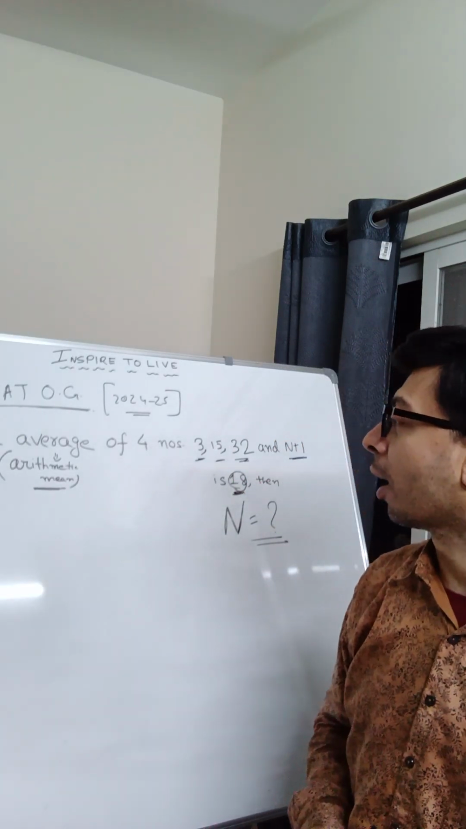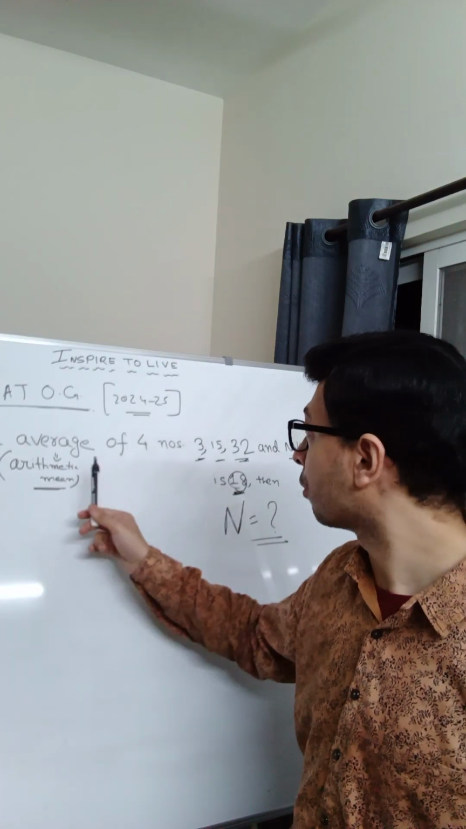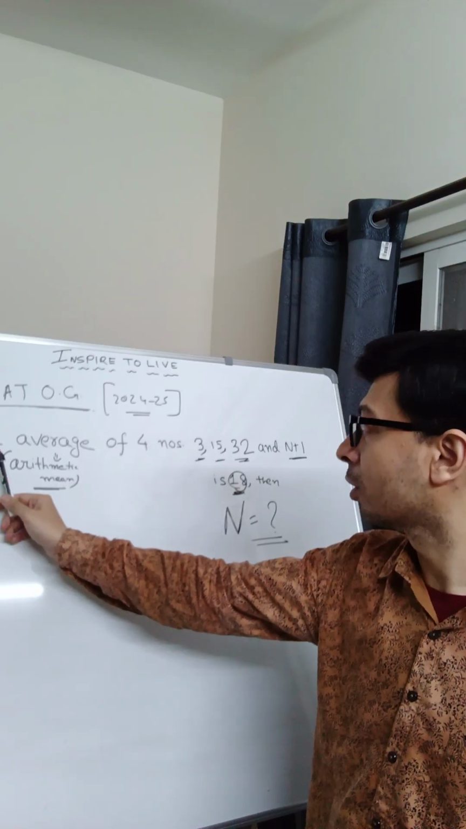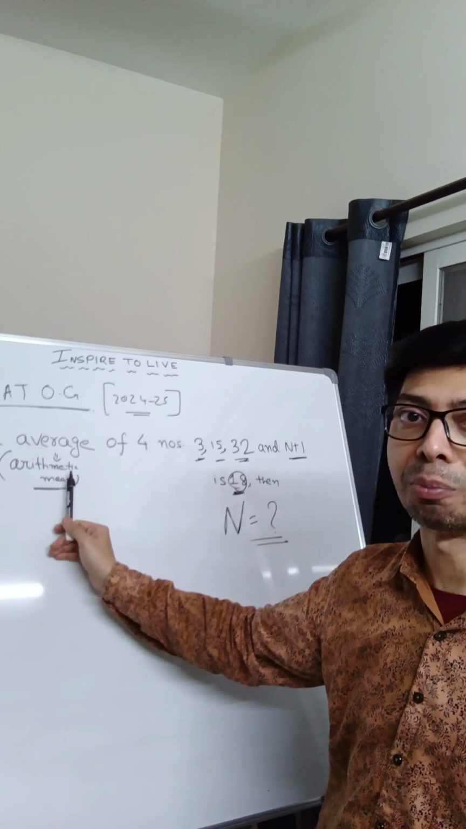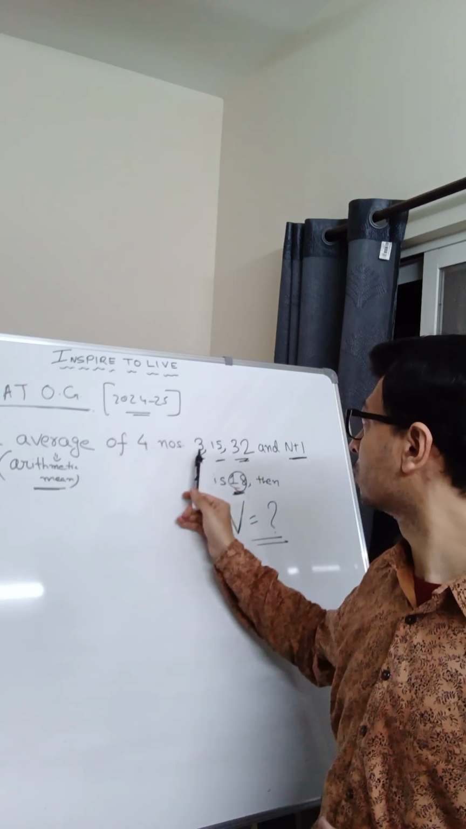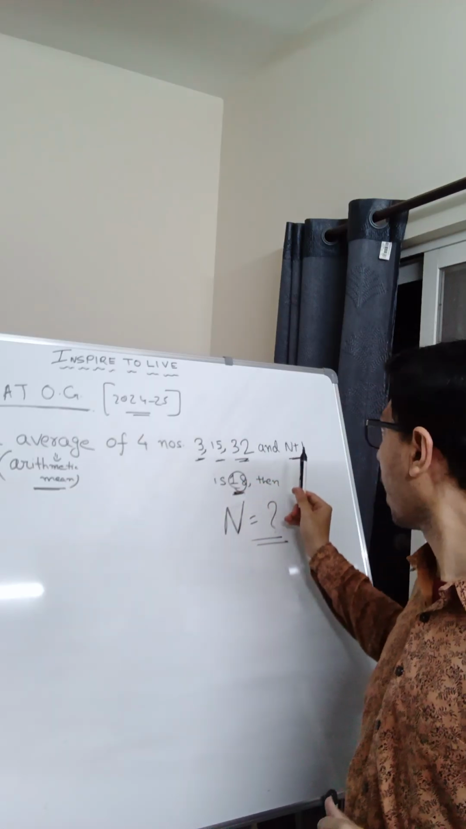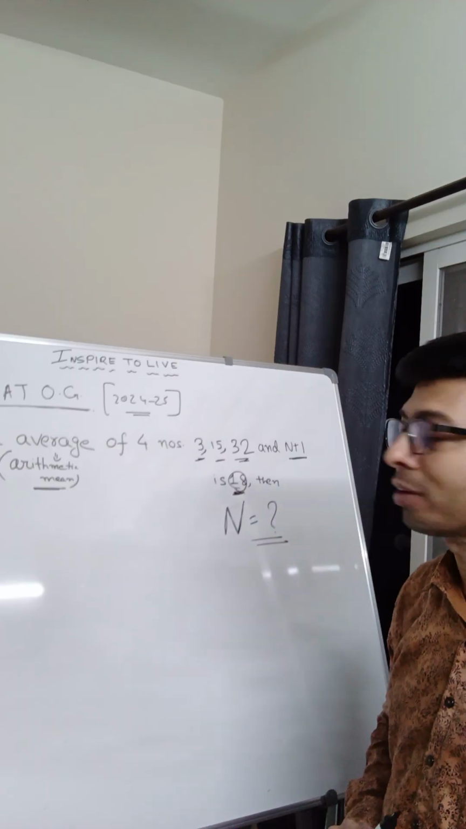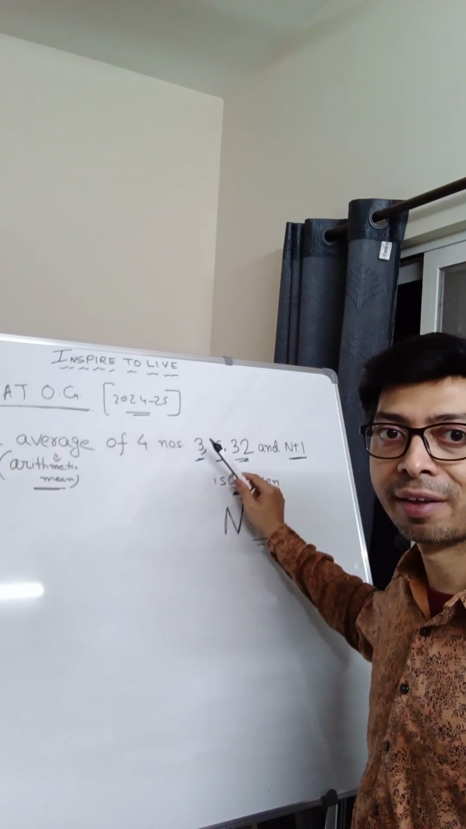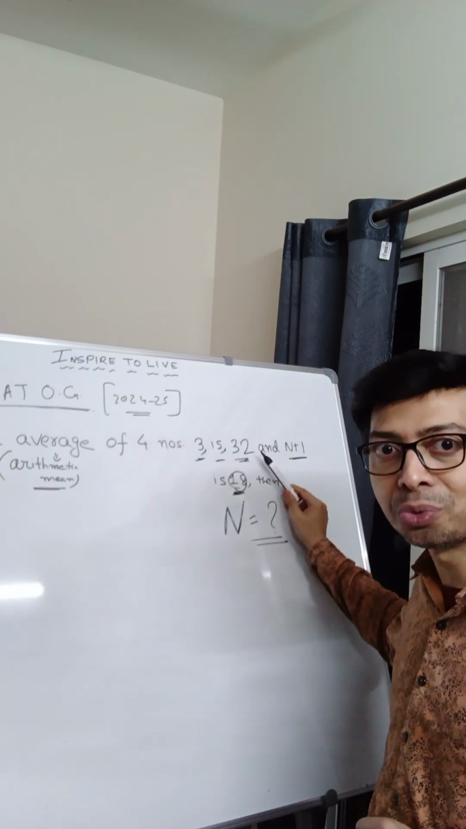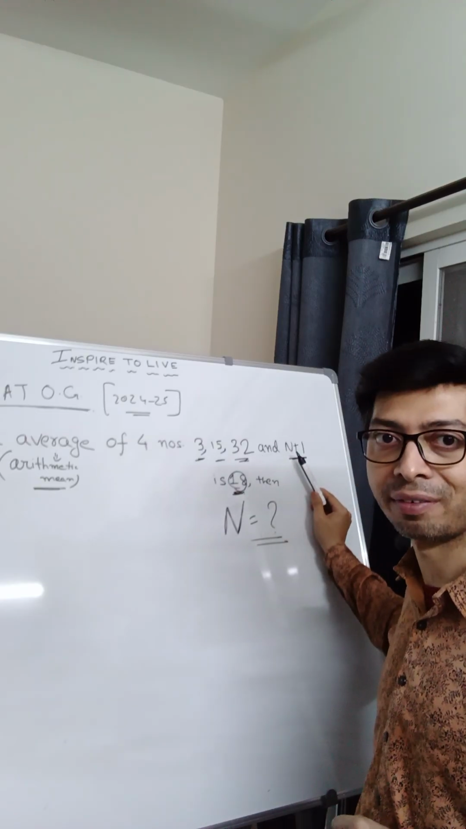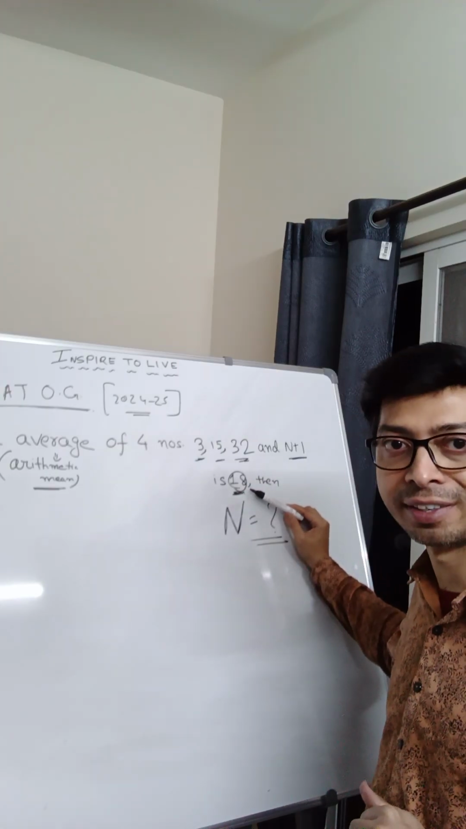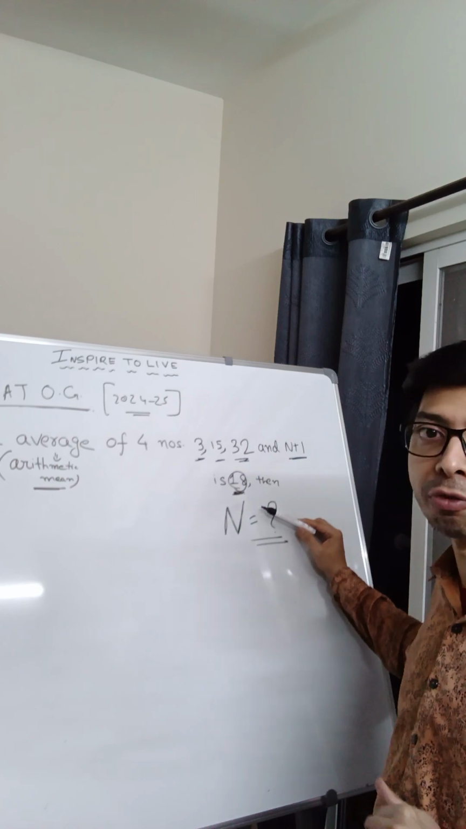Question number 30 says: if the average, which can also be called the arithmetic mean, of four numbers 3, 15, 32, and n plus 1 is 18, then what is the value of n? So we have four numbers: 3, 15, 32, and n plus 1. If their average is 18, what is the value of n?